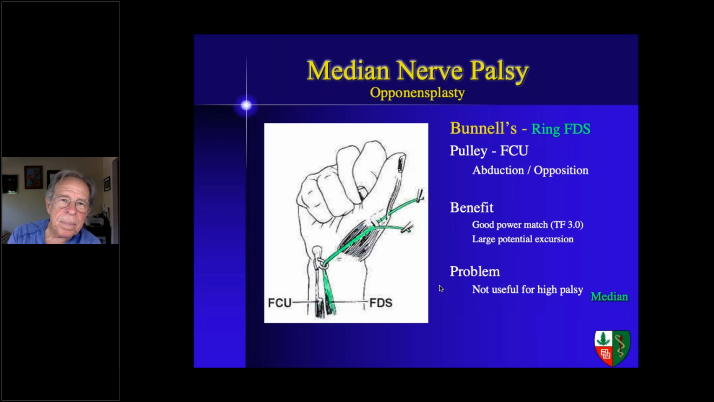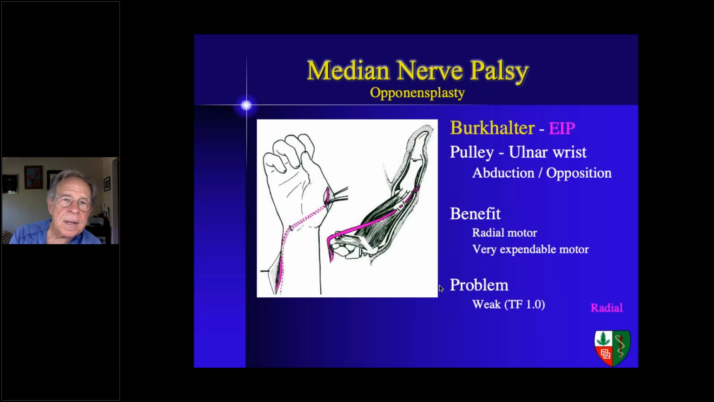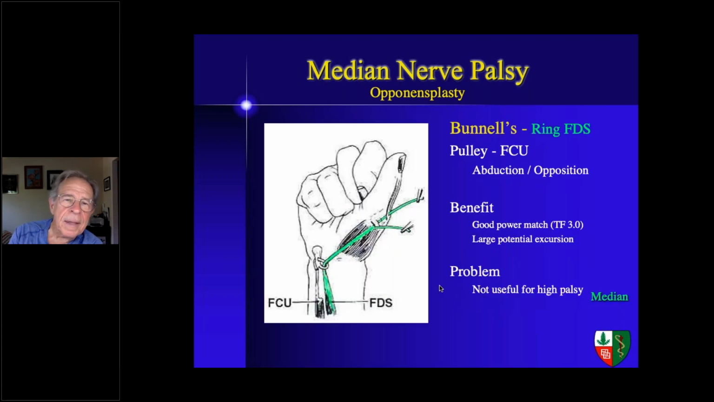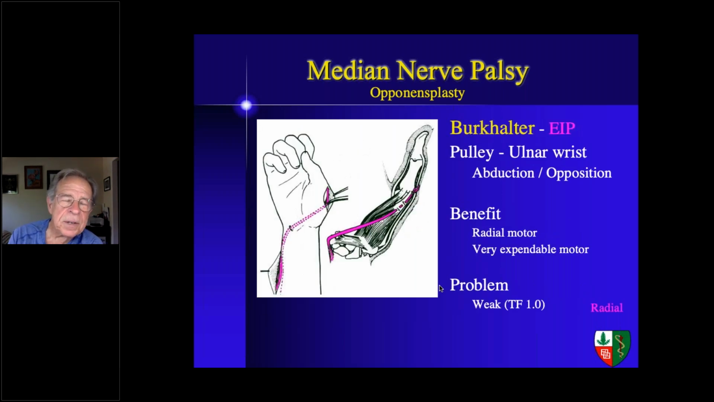My teachers, Bob Jason, Bill Littler, didn't see the need to make that pulley, and so they would pass the transfer, sorry, let me go back to this. They would pass the transfer under the FCU, deep to the FCU, and then over the FCU across the palm, using the FCU as the pulley. And that's what I've done, not needing this pulley as described by Bunnell.